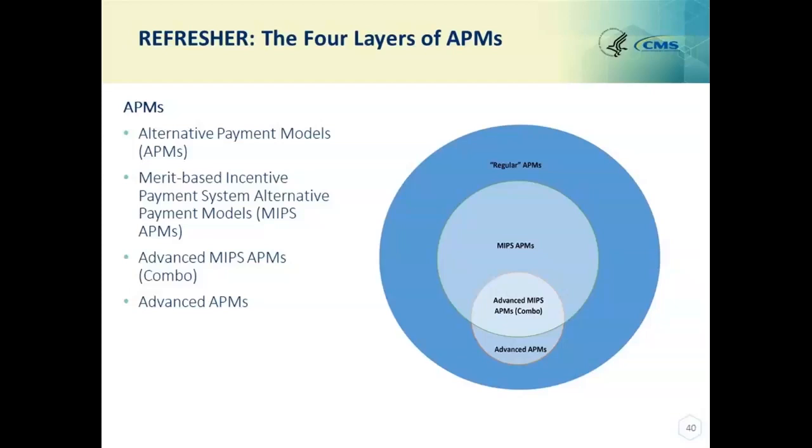If they're in an advanced APM only and they do not meet QP or partial QP status, they do not get the APM scoring standard. They only get the MIPS adjustment. That's the difference between the advanced MIPS APM and the advanced APM. Next slide, please.